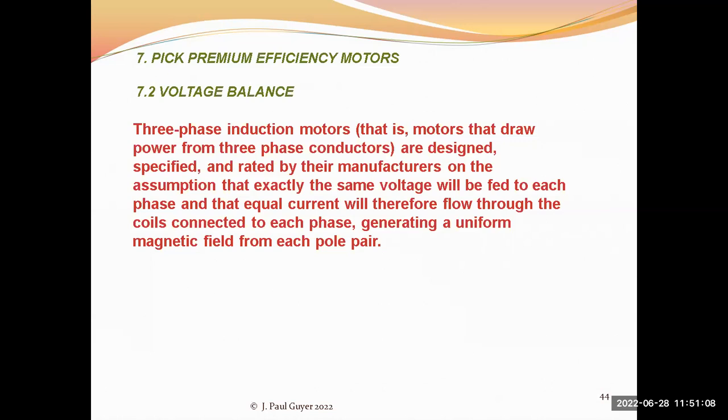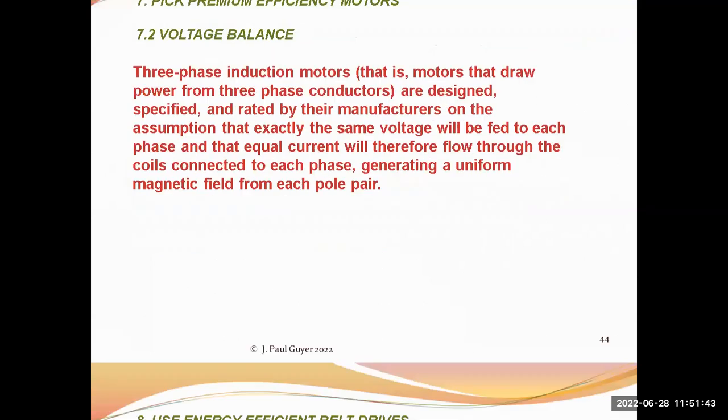Voltage balancing. Three-phase induction motors are designed, specified, and rated by their manufacturers on the assumption that exactly the same voltage will be fed to each phase and that equal current will therefore flow through the coils connected to each phase, generating a uniform magnetic field from each pole pair. But if you do not have a balanced three-phase power, then you will lose some of that efficiency.